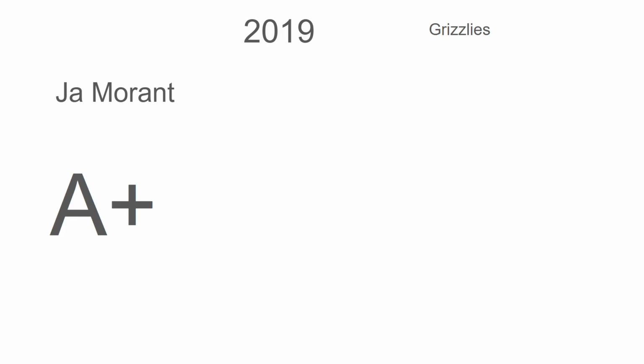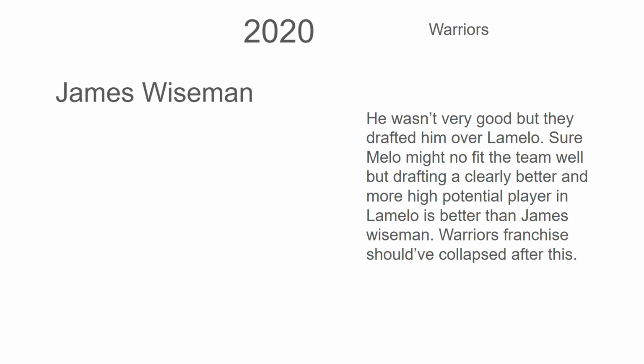2019, like I said earlier, one of the only good draft picks in Grizzlies history, they drafted Ja Morant with a second overall pick. He's an A+, even though he's not been very good recently, but that's that. 2020, the Warriors drafted James Wiseman. That's an F. Maybe even an F minus, to be honest, like Marvin Bagley, because James Wiseman wasn't even a good player like Marvin was.